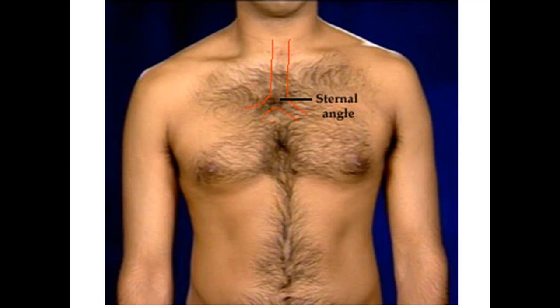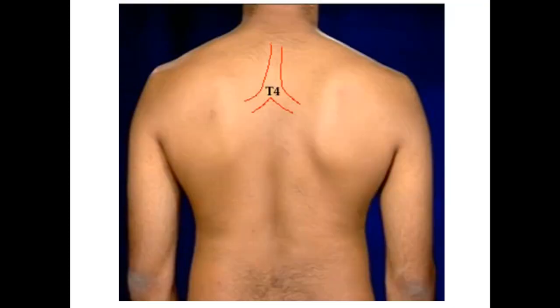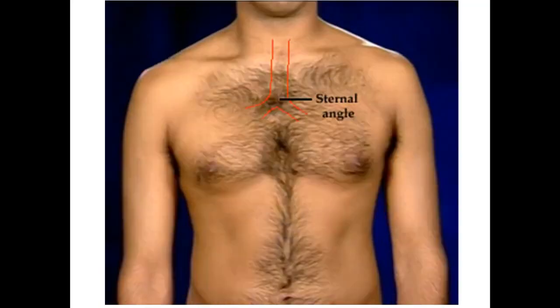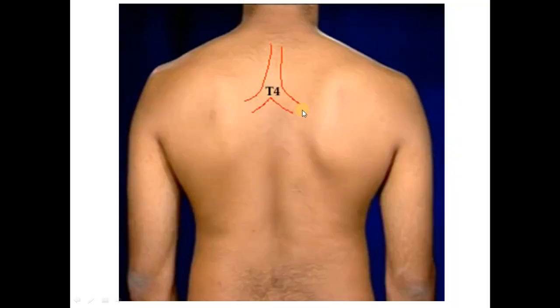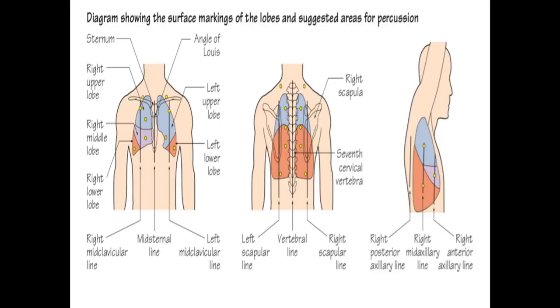Anteriorly, this is the sternal angle, the angle of Louis. It represents the tracheal bifurcation. This is the trachea, and the trachea divides into the right main bronchus and the left main bronchus. Posteriorly, it is represented at the level of T4.